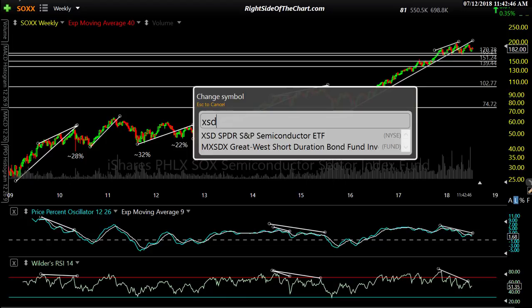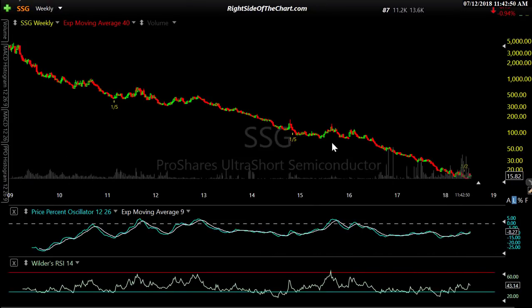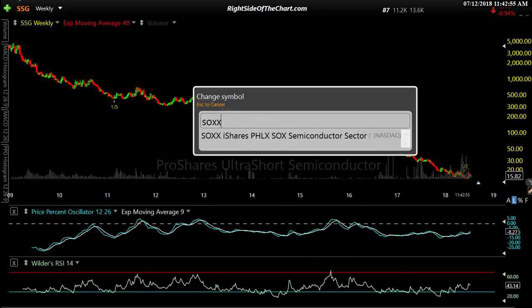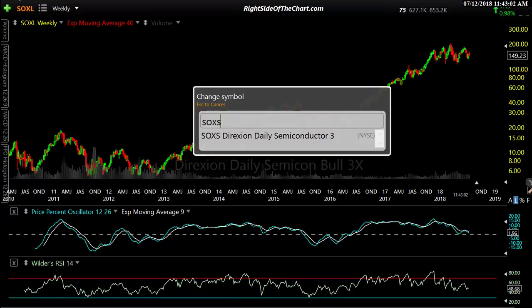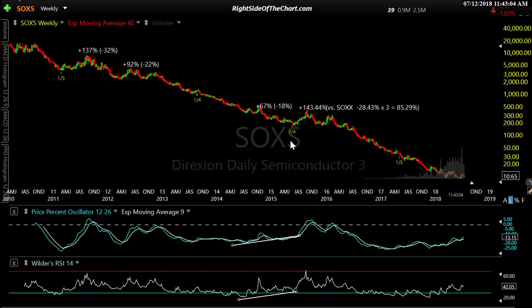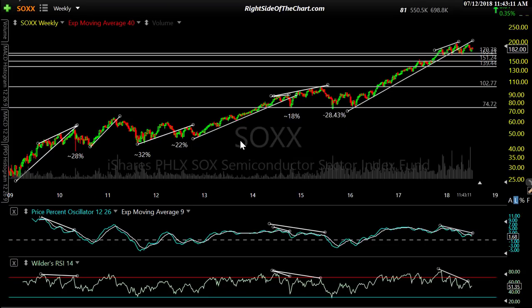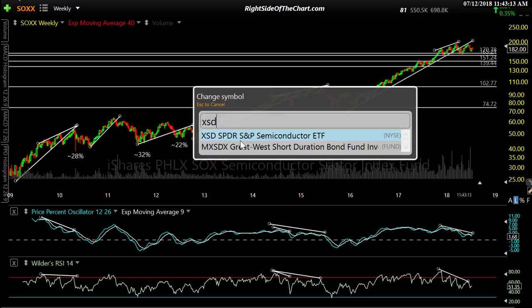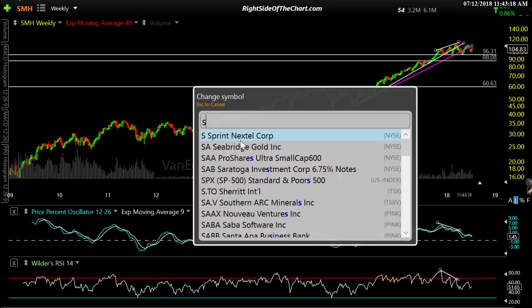There's a couple of them out there. SSG, if you don't want a lot of leverage, is an ultra short semiconductor ETF, but my preferred proxy is SOXL, which is a 3-times long semi, and SOXS, I'm sorry, Sam Oscar X-ray Sam. The reason for that is this one tracks the index that I like to chart. Now, I follow all the major indices or sector ETFs: XSD, SMH, and SOXX.